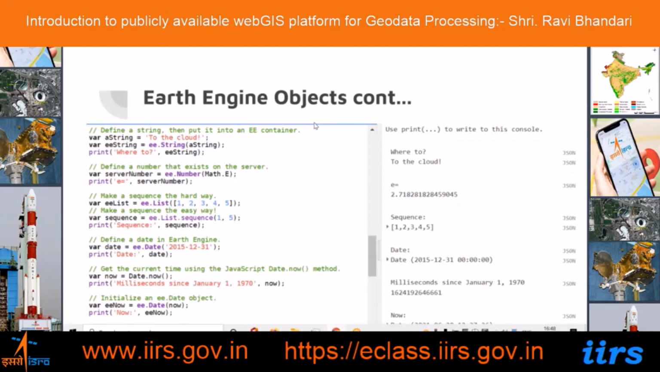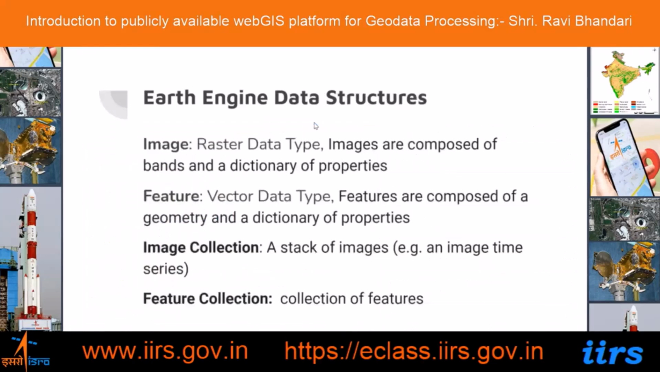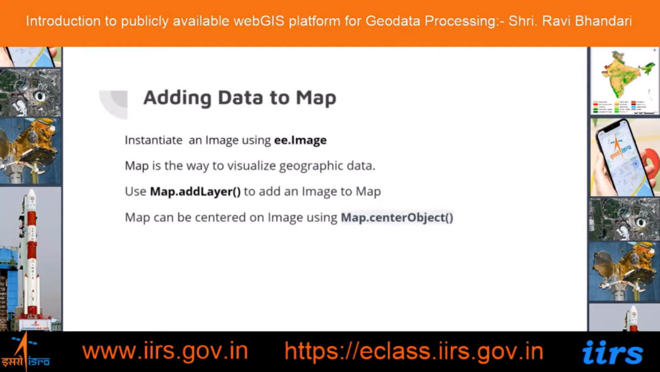So an image collection is a stack of images. An individual image is represented as an image, and a collection of images, like all images acquired by Landsat over 20 years, will be represented using an image collection. So image collection means all the images of that particular group. So Landsat 8's images will all be represented using an image collection. Similarly, a collection or group of features combined together is a feature collection. So let us see directly now to the code.